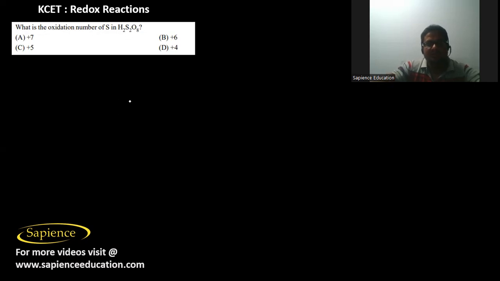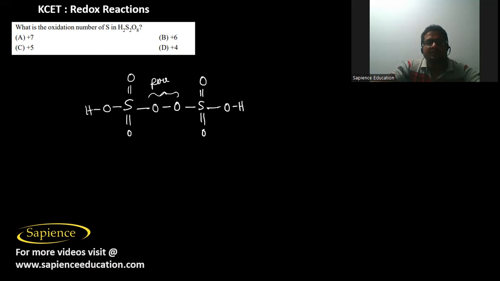The structure of H2S2O8, which is also called Marshall's acid, is like this. Here we have a peroxide linkage, and we have a peroxide linkage here. So H2S2O8 has 2 sulfur and 8 oxygen atoms.